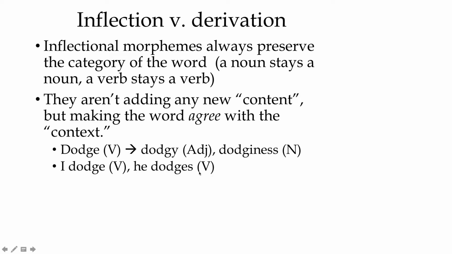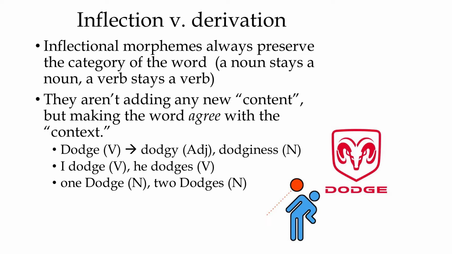Inflectional morphemes, on the other hand, are ones that just make something passively agree with something else that's already in the sentence, that's already in the context. So I dodged the ball, he dodges the ball, we dodge the ball. So this is a verb and a verb. I'm just inflecting for person. Who is doing this? First person dodge or third person dodge? If I say he dodged the ball, it doesn't confuse people. It wouldn't change the meaning or interfere with the meaning in the same way that a derivational one would.